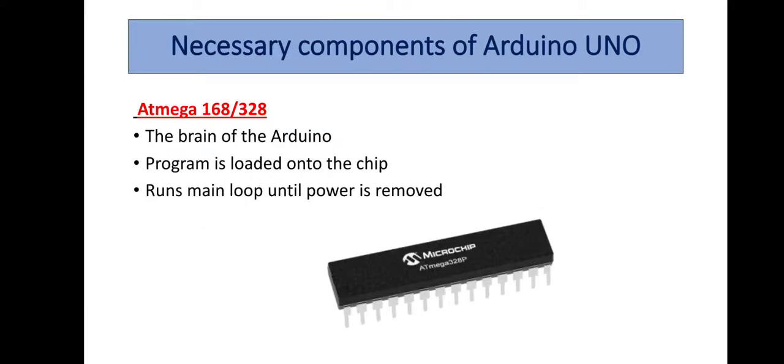So what are the main components of Arduino UNO? The first one is the ATmega328, also the ATmega168 and ATmega328. This is the brain of the Arduino. The program is loaded onto the chip, and runs its main loop until the power is removed. So the program will continue to run, or we can say our project will continue to work, until the power is removed.